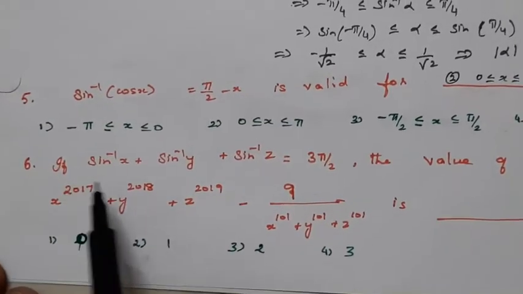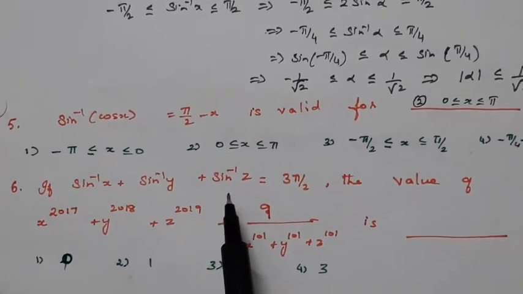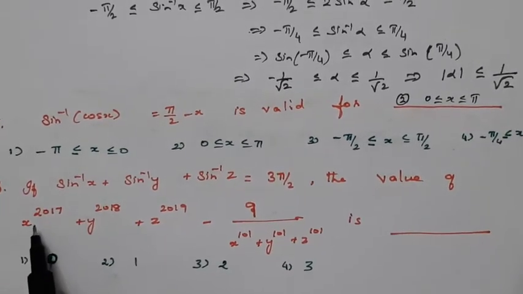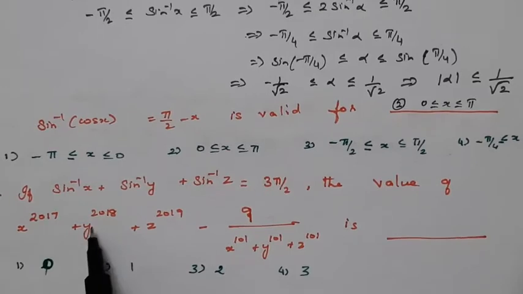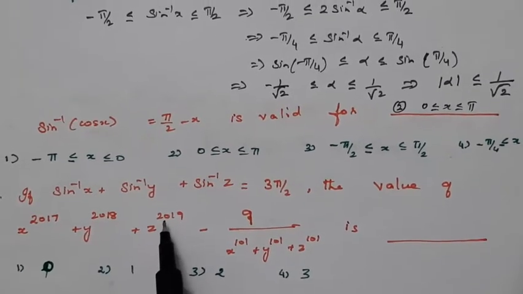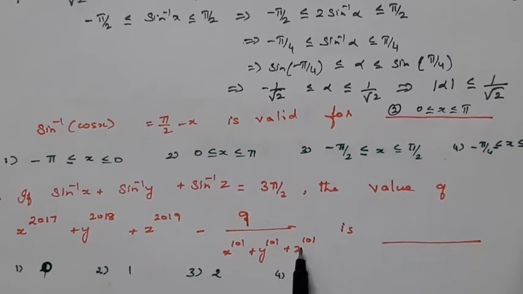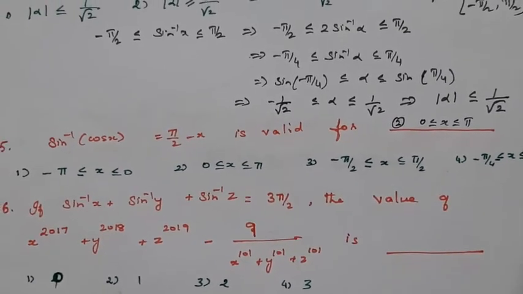Then sixth one, if sin inverse of x plus sin inverse of y plus sin inverse of z is equal to 3 pi by 2, then the value of x power 2017 plus y power 2018 plus z power 2019 minus 9 divided by x power 101 plus y power 101 plus z power 101 is dash.